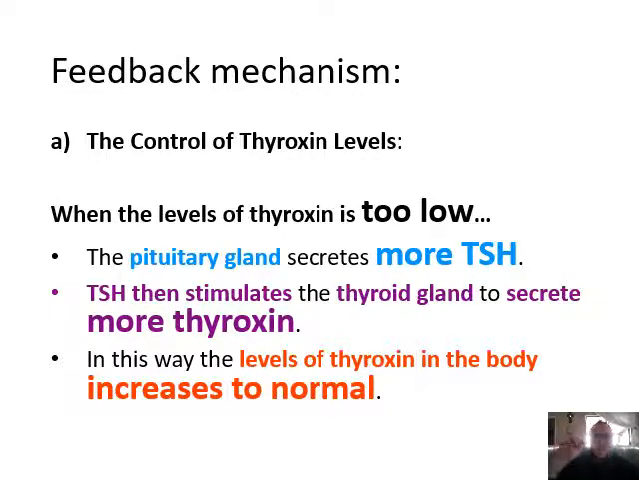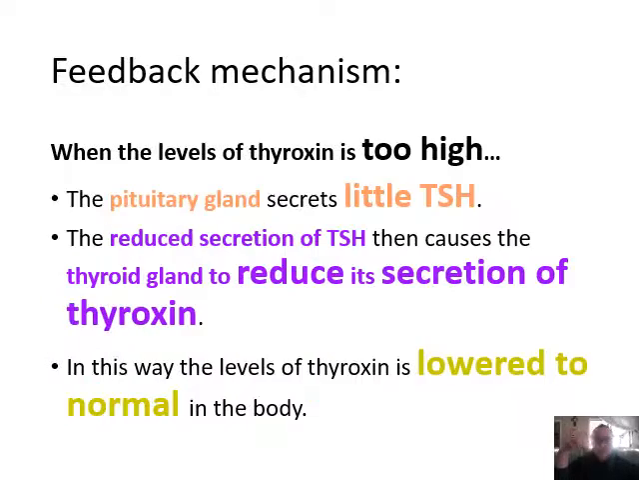So remember, there's always a negative feedback. So something happens, and then something has to inhibit one of the endocrine glands. When the level of thyroxine is too high, the pituitary gland secretes little thyroid stimulating hormone. And this is because you now have too much thyroxine, and this thyroxine is actually inhibiting the pituitary gland. So the reduced secretion of thyroid stimulating hormone then causes the thyroid gland to reduce the secretion of thyroxine. In this way, the level of thyroxine is lowered to normal in the body.